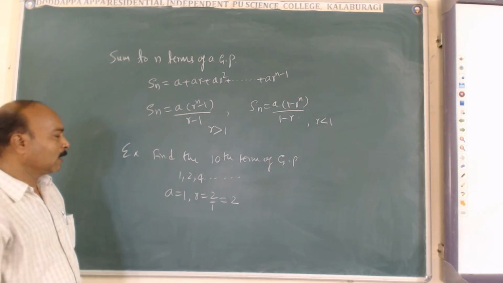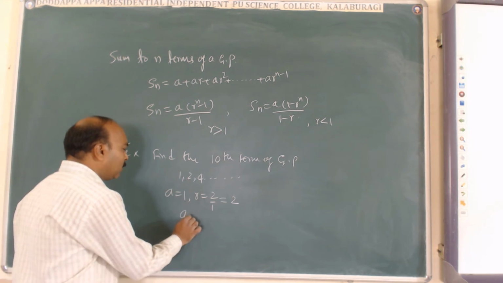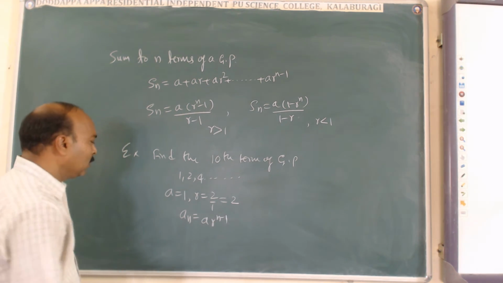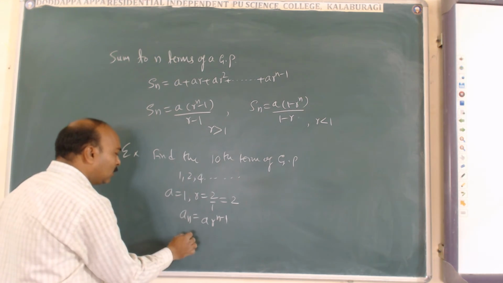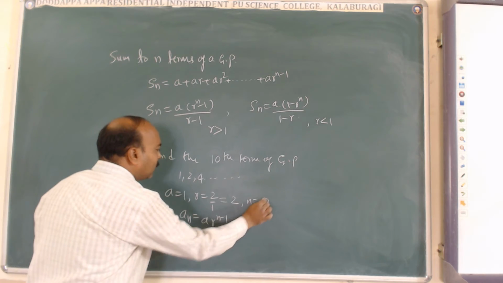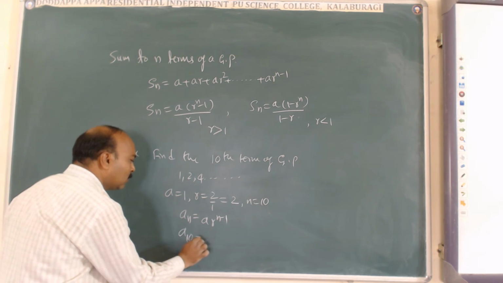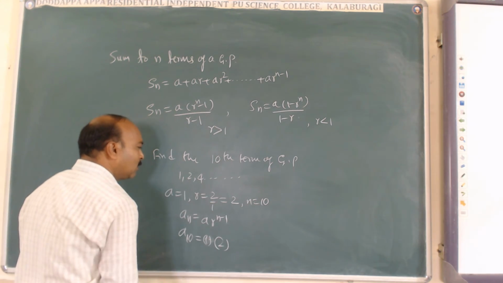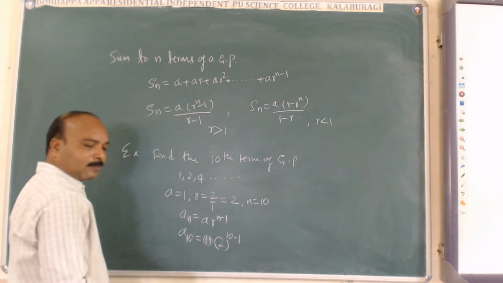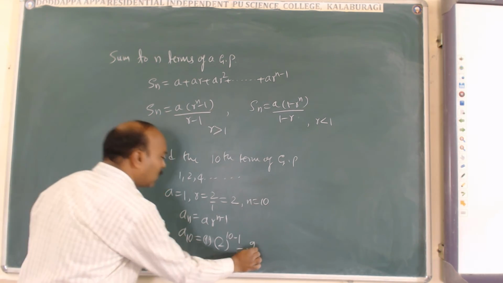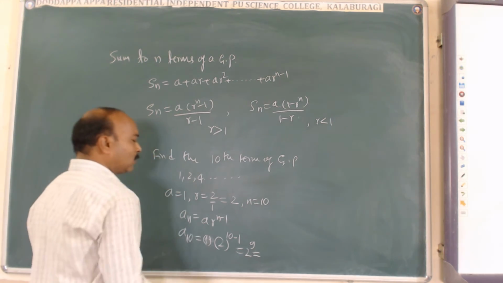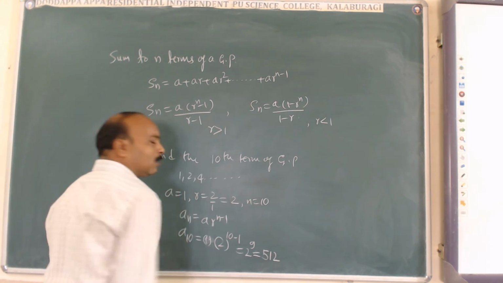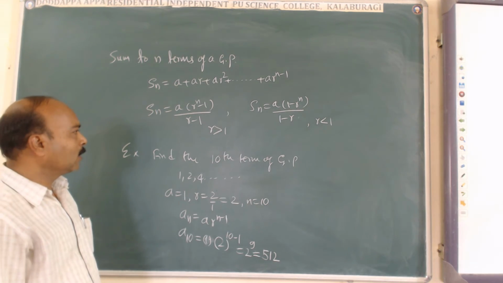It is the common ratio. Now here the nth term of a GP is given by a_n equal to a r raised to n minus 1. Here n equal to 10, since you ask for the 10th term. You get a10 equal to a value 1, r value 2, raised to 10 minus 1. Now you get 2 raised to 9. 2 raised to 9 means 2 is multiplied 9 times, it is 512. So this is the value of a10.